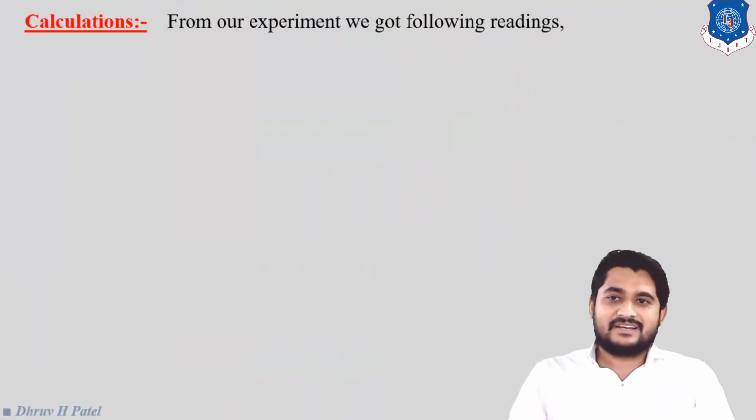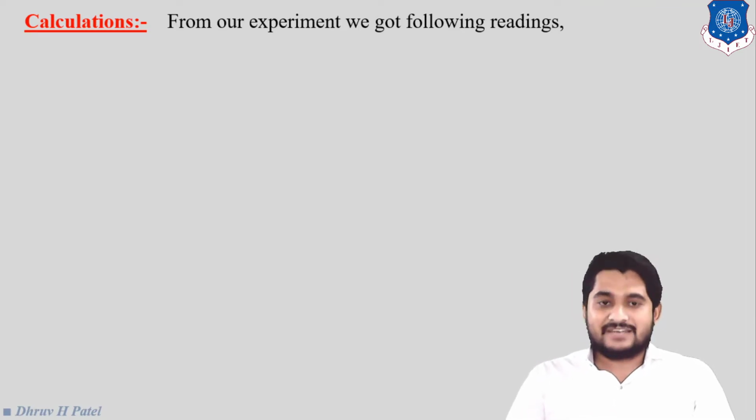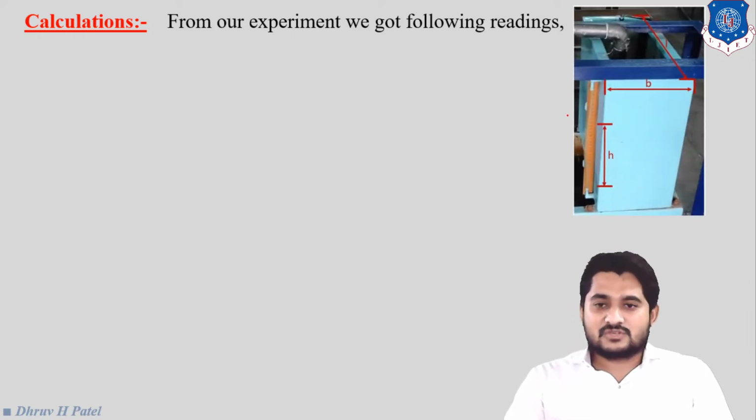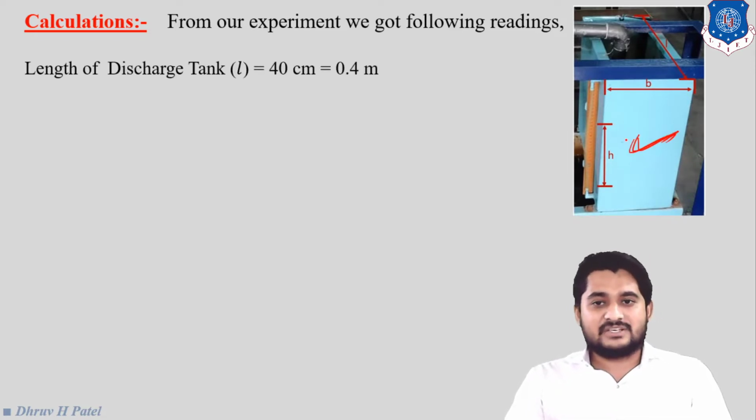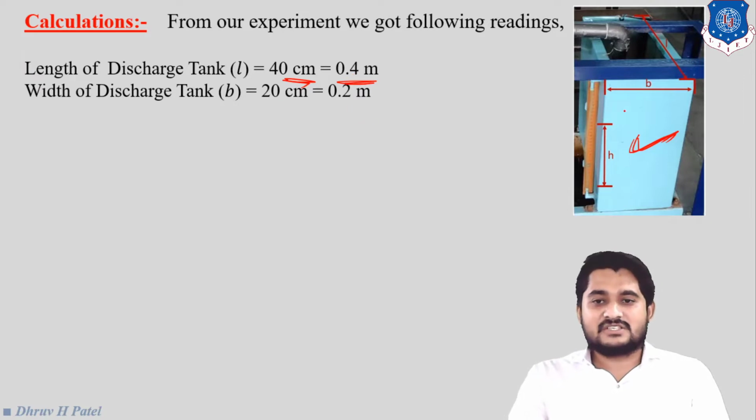So from the practical, you have seen the methodology of the experiment, right? Now let us do the calculation of the coefficient of discharge. So from our experiment, we got the following readings. First of all, this is a discharge tank, right? The length of the discharge tank is 40 centimeter. We have to deal with every unit in SI units, right? So 0.4 meter. The width of this discharge tank, that is B, is 20 centimeter, that is 0.2 meter.